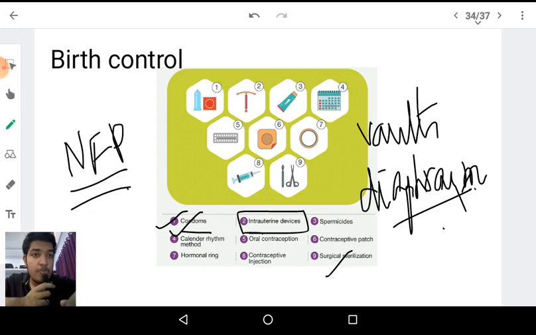And in the next lecture we will be starting with the final chapter of biology, which is genetics, heredity and variation.